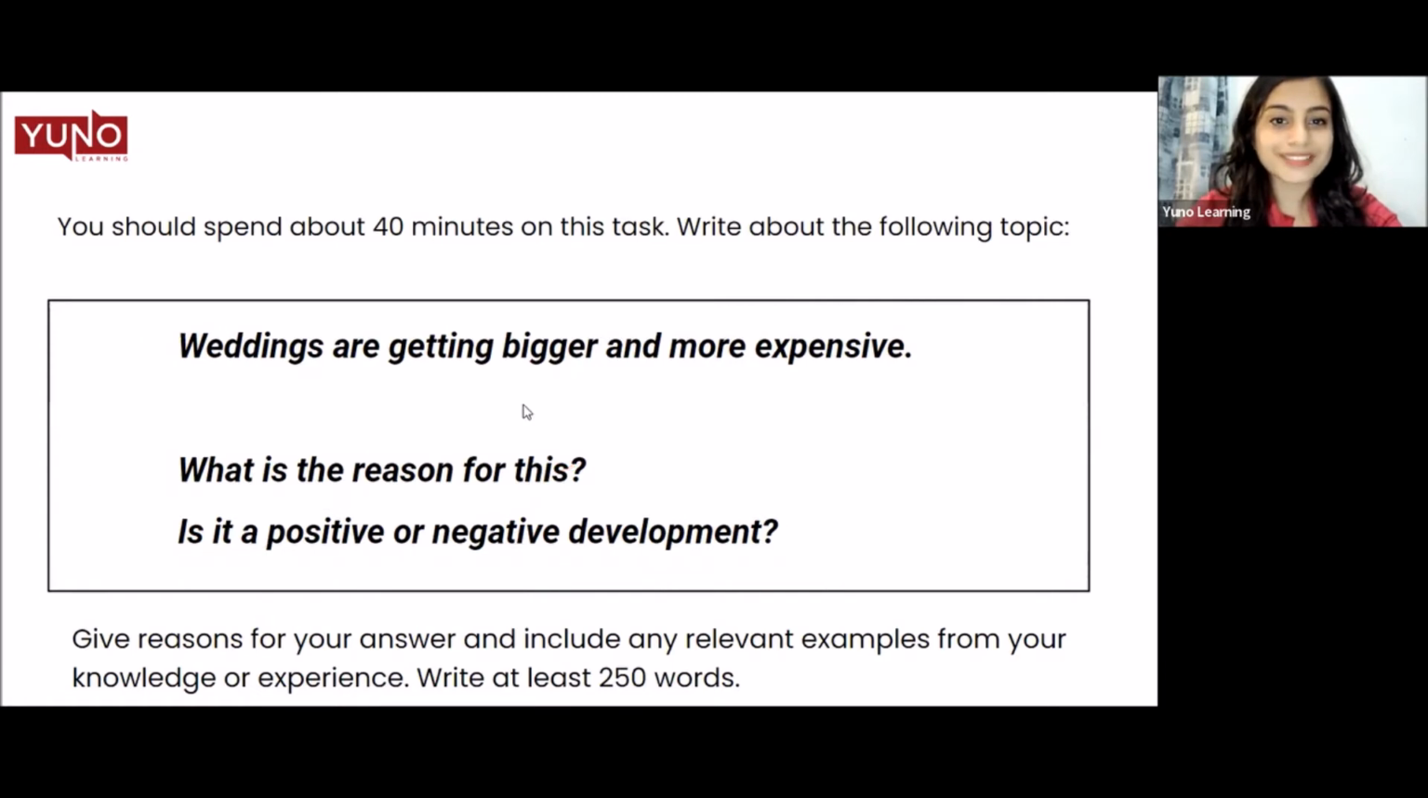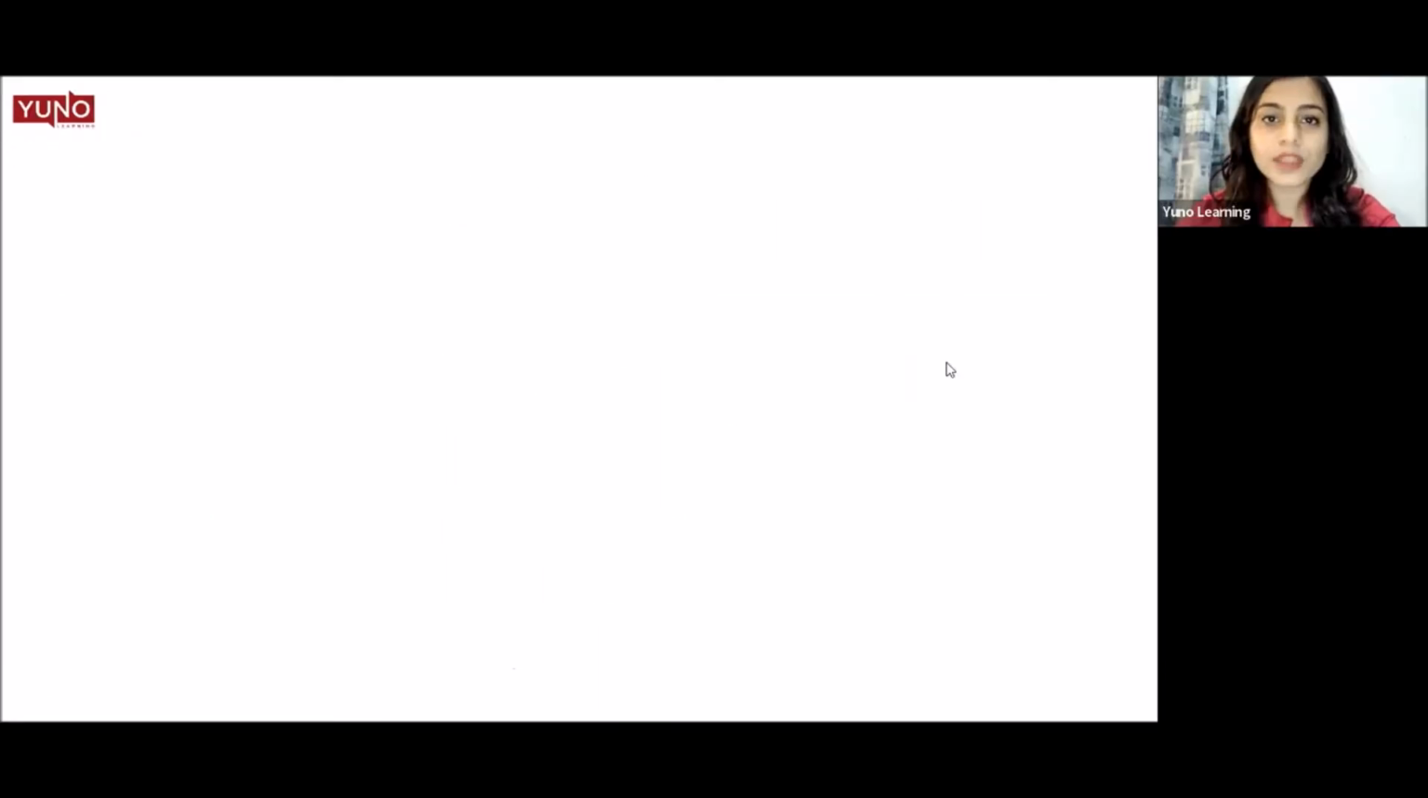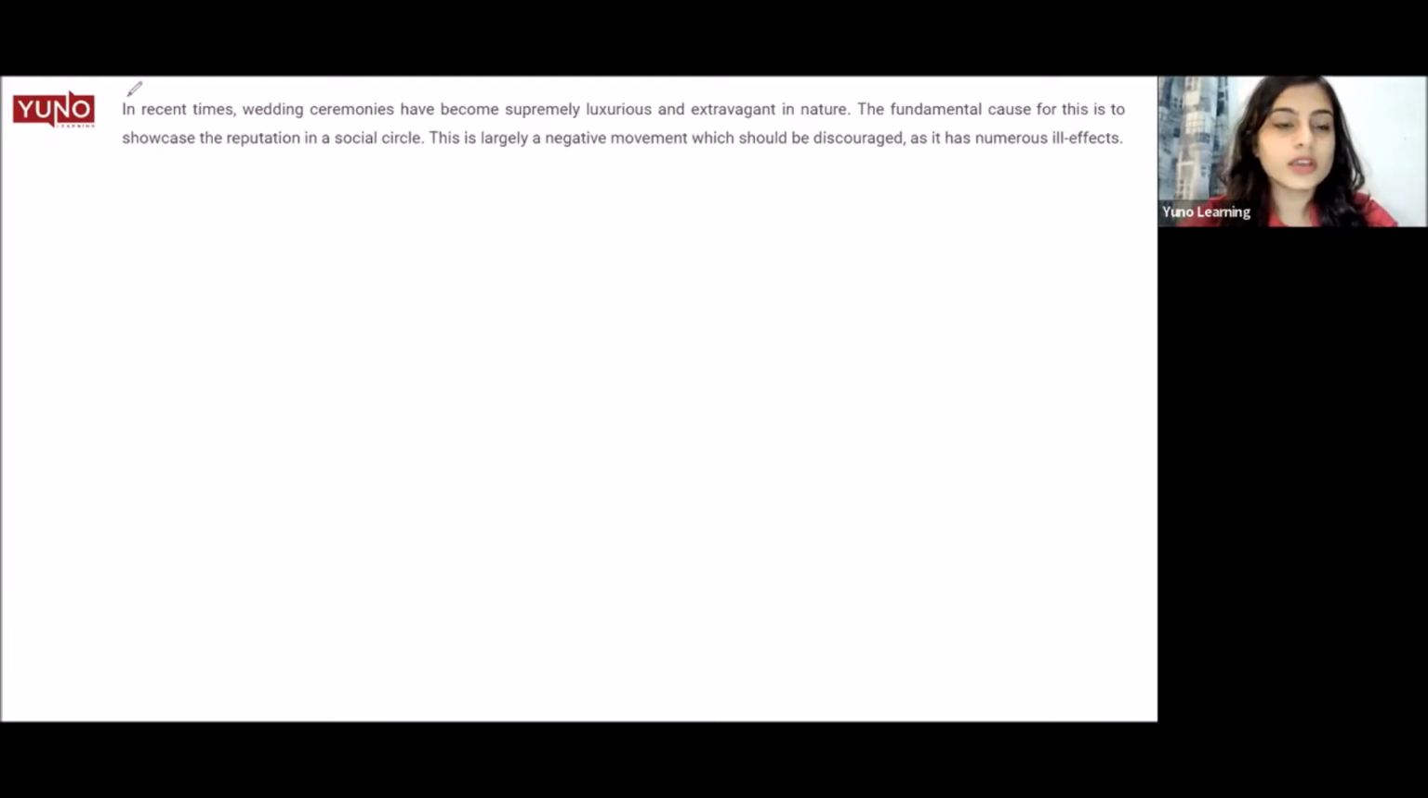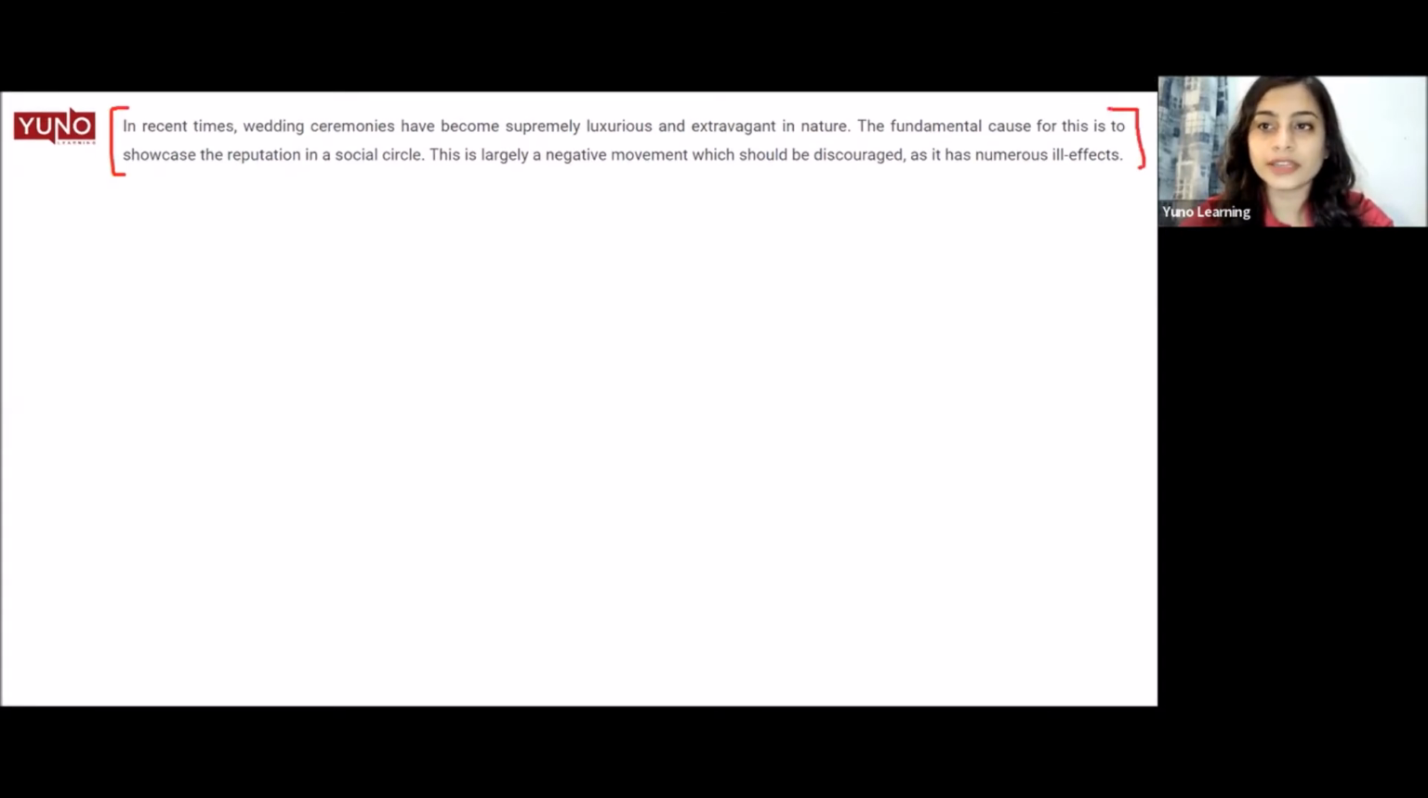Great. So let's move ahead and let's look at the essay itself. This is a sample essay which I wrote, and let's take a look at this. So this is the introduction paragraph. Let me go into detail and show you step by step, sentence by sentence, how this is written. Firstly, we can see that there are 3 sentences. That's it. It's very clear. So this is a paraphrase of the question itself, that weddings have become large and expensive.